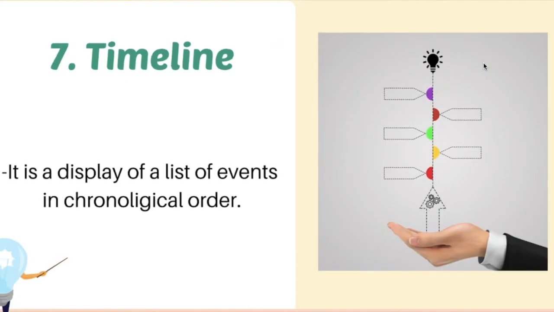Number 7, we have timeline. It is a display of a list of events in chronological order. We have a typographical error here. That's chronological order. When we say chronological order, it means we are following the sequence. What will be the first, the second, the third, the fourth, so forth, and so on.